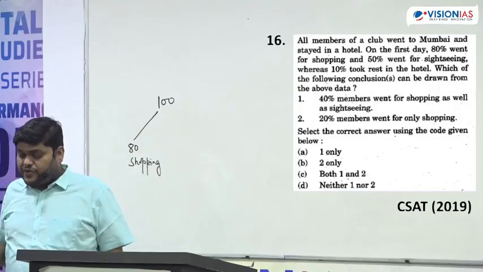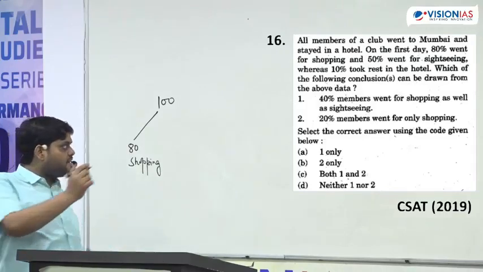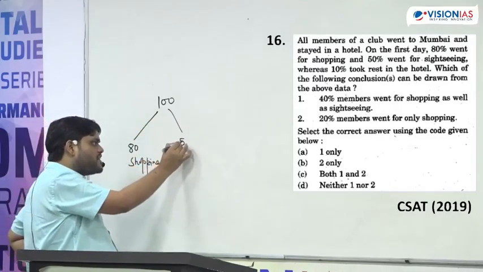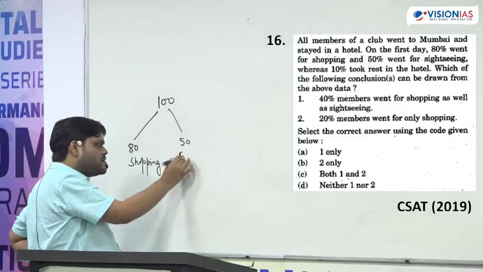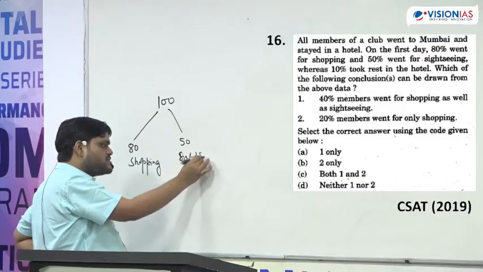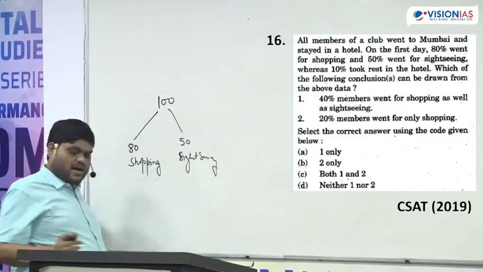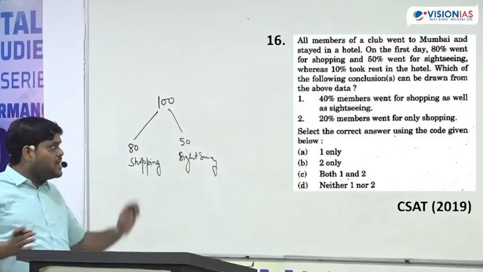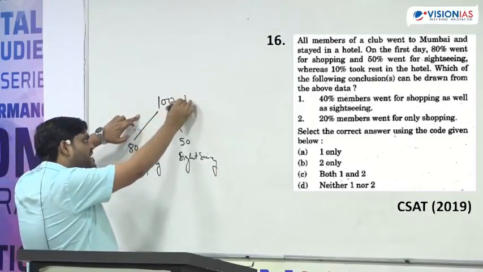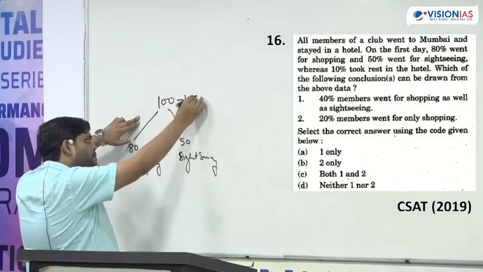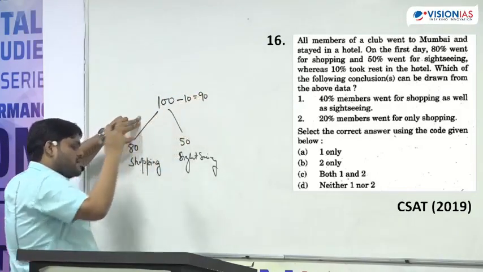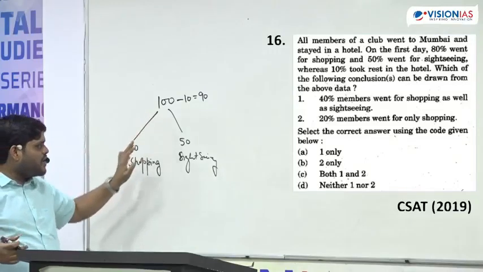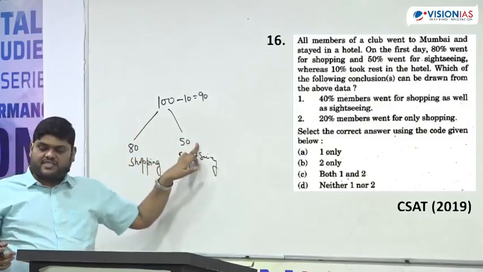And 50% went for sightseeing. That means out of 100, 50 went for sightseeing. And again it is given that 10% took rest in the hotel. That means out of 100, 10 took rest. That means only 90% are either going for shopping or going for sightseeing.